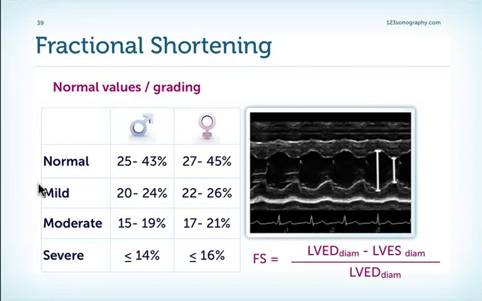Fractional shortening is calculated from M-mode measurements of end diastolic and end systolic diameters. You calculate the fractional reduction between the diastole and systole, and you end up with a percent value. The normal value for females is above 27% and for males above 25%. You can approximate ejection fraction if you just multiply this value by 2, but remember, this is only an approximation.